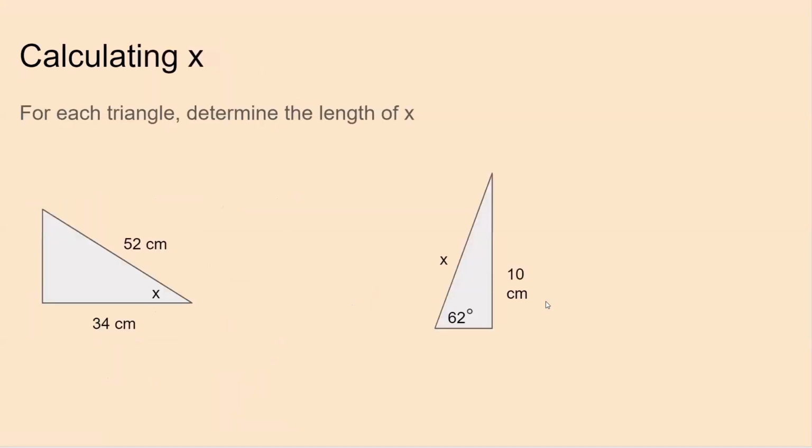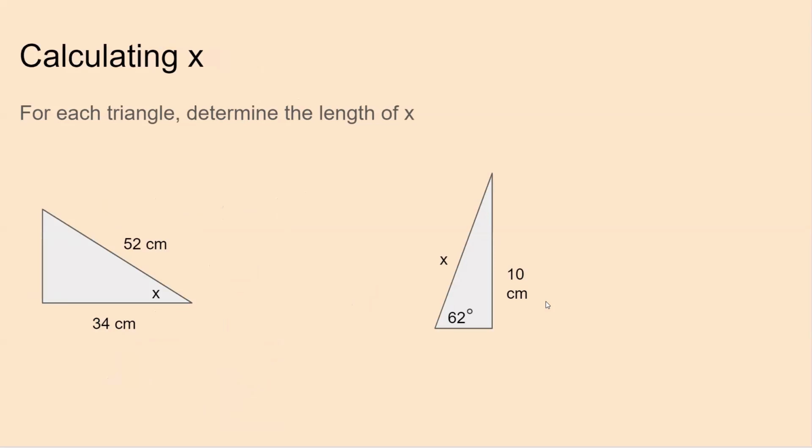Let's move on. Now we're going to calculate x. We're going to do some calculations for each triangle. We want to find the missing angle x, the value of x. So it's a lot like the other calculations that we did earlier. Right now we want to find angle x, right?